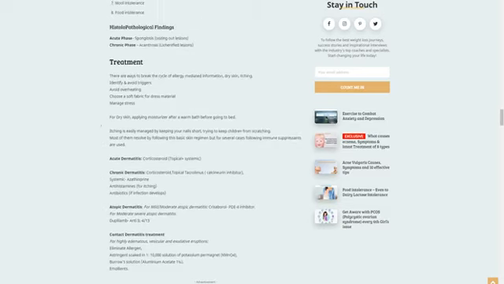Contact dermatitis treatment. For highly edematous, vesicular, and exudative eruptions, eliminate the allergen and use astringent soaks in a 1 to 10,000 solution of potassium permanganate, Burow's solution, or aluminum acetate.